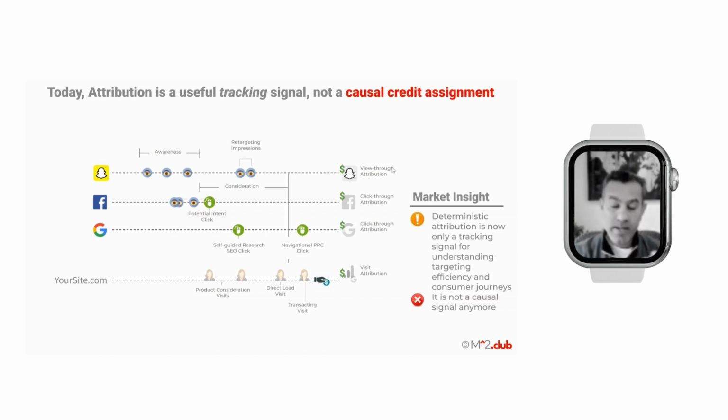If you go back 20 years, the fact that you could look at the referring URL and assign credit to a particular purchase was actually quite causal, but it stopped being causal many years ago, and it's primarily a tracking and targeting efficiency signal. Okay, all right. If there's one takeaway in the last 10 minutes, it is this: try to use attribution as a correlational tracking signal, not as a causal signal for making your investment decisions. Okay, let me pause right there. Any questions?